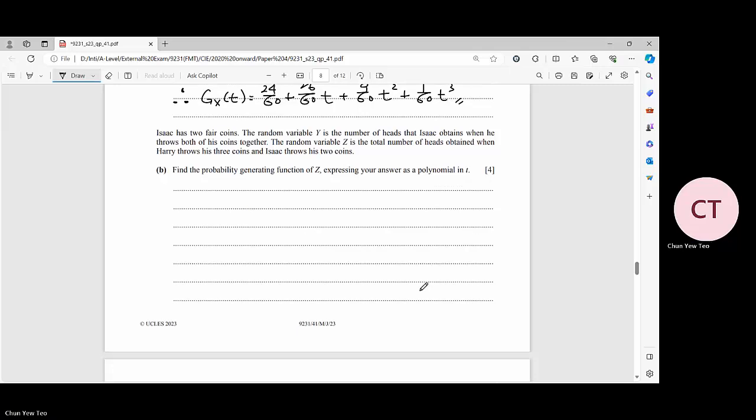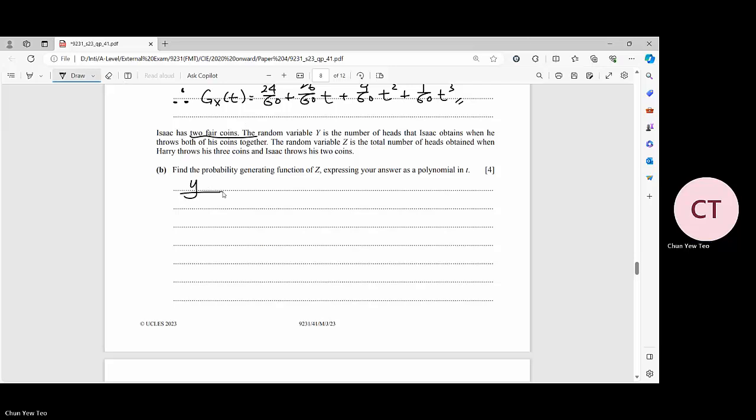Then part B. Isaac has 2 fair coins. The random variable Y is the number of heads that Isaac obtained when he threw both of his coins together. Z is the total number of heads obtained when he throws 3 coins and Isaac throws 2 coins. Okay, so first of all, we need to find the PGF for Y. Y is the number of heads obtained for the 2 fair coins. The coins are fair over here.